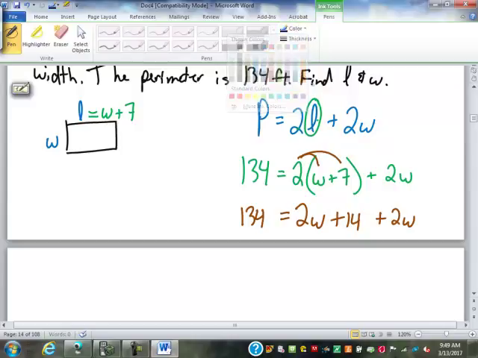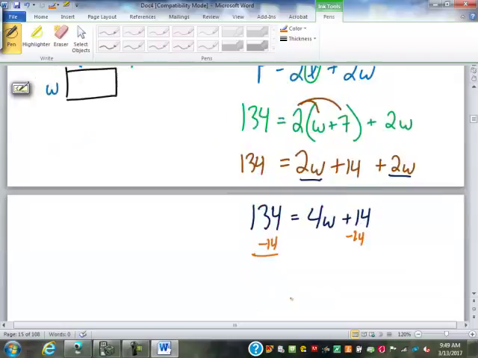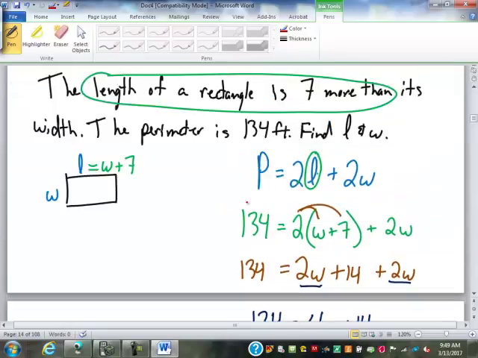What's next? Perfect. 2W and 2W makes 4W. We still have the plus 14. And then minus 14. So 120 equals 4W, and then divided by 4. 30 equals W. So coming up here, W equals 30. Length is W plus 7, or 30 plus 7 is 37 for the length.